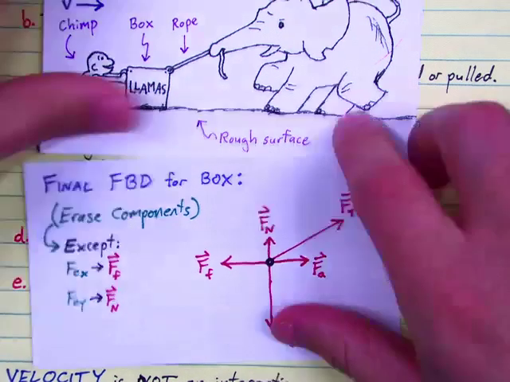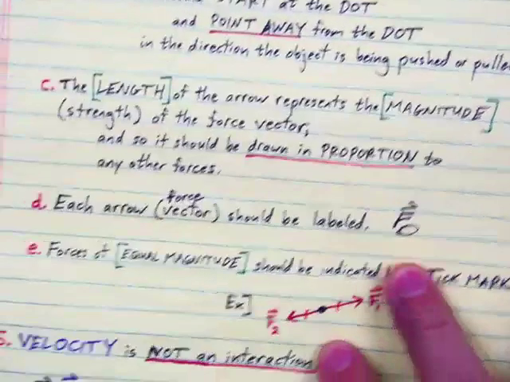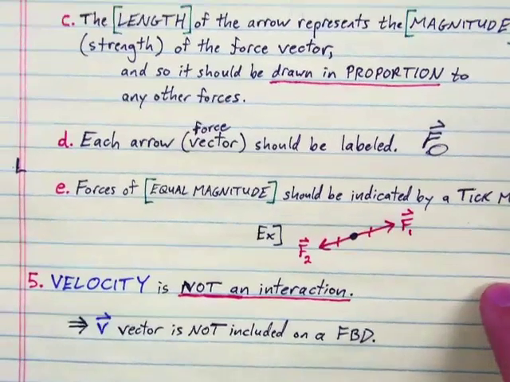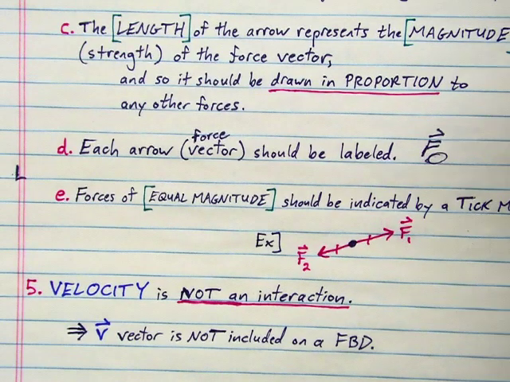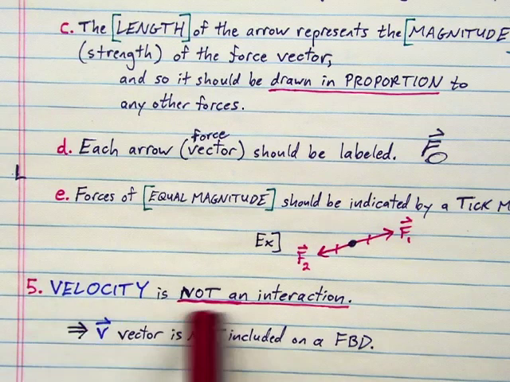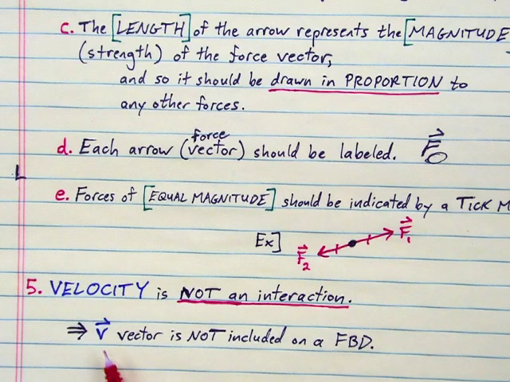Okay, that covers the FBD for the chimp. So I've got one last guideline to point out, number 5 here. I'm sorry, that was the FBD for the box. One final guideline here: velocity is not an interaction. A velocity vector for an object is not included on an FBD.